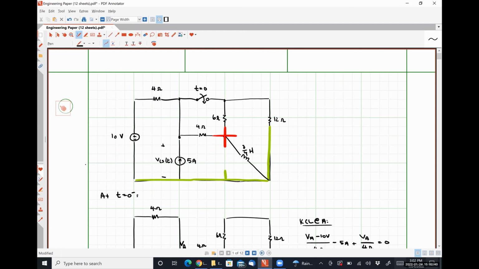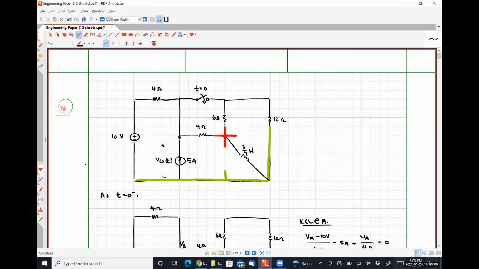Effectively, yes. If you use the circuit at t is equal to 0 plus to determine R_EQ, you're always going to get it right. You take out your energy storage element, in this case, the equivalent inductance of 3/4 of a Henry, and look in through those terminals, and you're good to go. Any other questions regarding this problem?